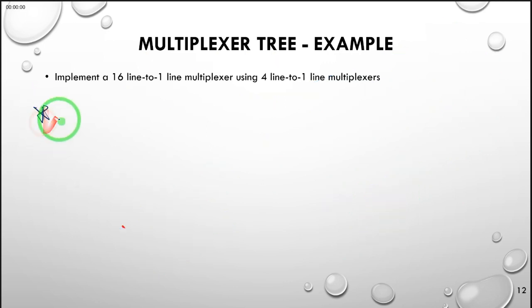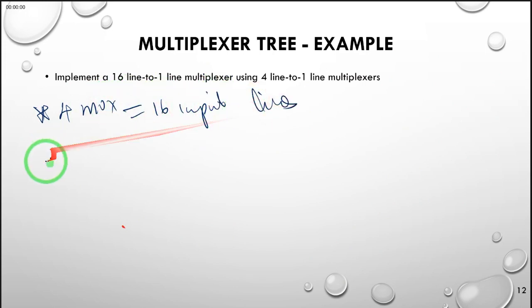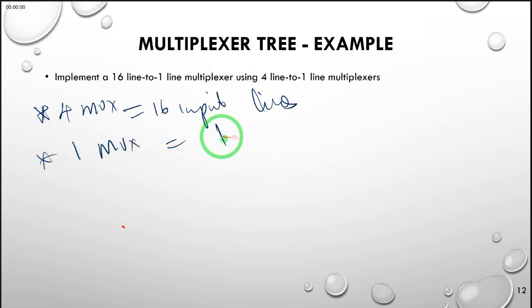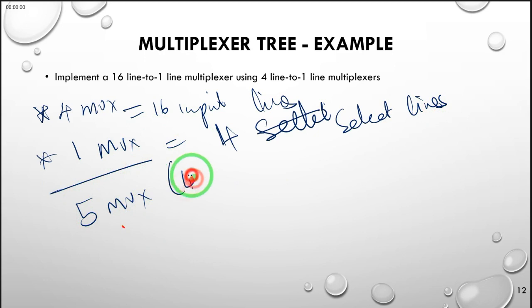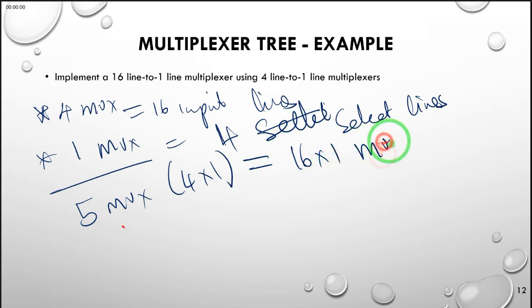Our design therefore says that we will need 4 multiplexers to achieve our 16 input lines, and we'll need 1 additional multiplexer to serve as our 4 select lines. Therefore, this totals to 5 multiplexers of 4 by 1. This should allow us to achieve our 16 by 1 multiplexer function. Therefore, the next question should be, how do we arrange these 5 multiplexers?